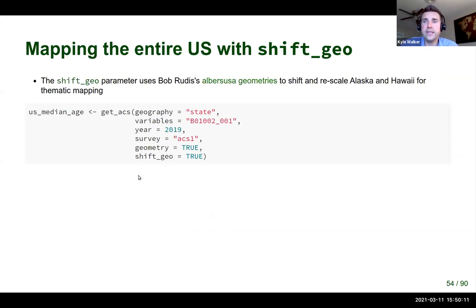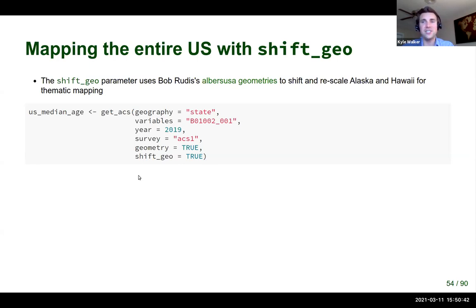A couple other things before we move into exercises and the last piece here. A couple other features you might be interested in with respect to tidycensus. I used to get this request a lot. Well, I'd like to map the entire country, but what do I do about Alaska and Hawaii? How do I handle that? Do I need to make multiple maps and assemble them? What do I do? So Bob Rudis, my collaborator on the tigris package, came up with a solution.